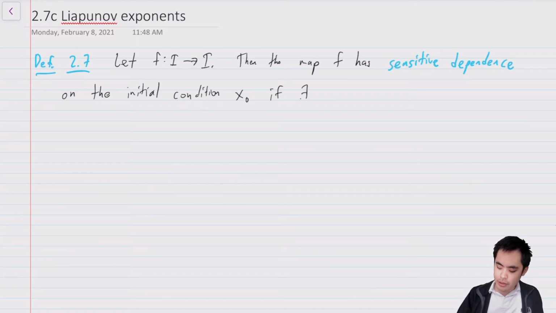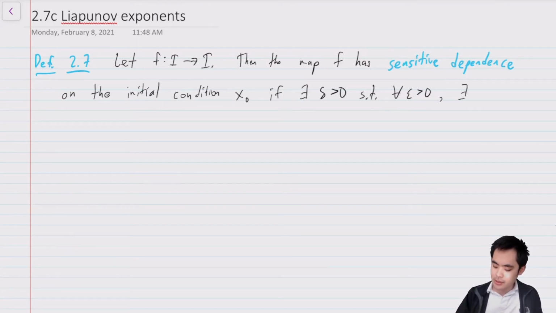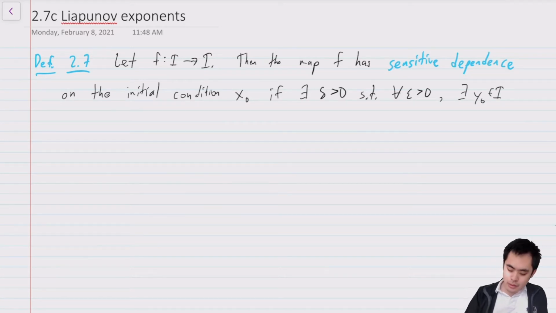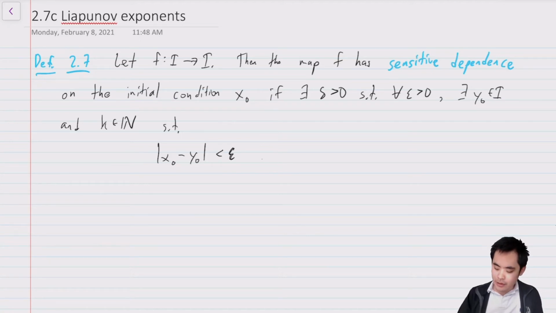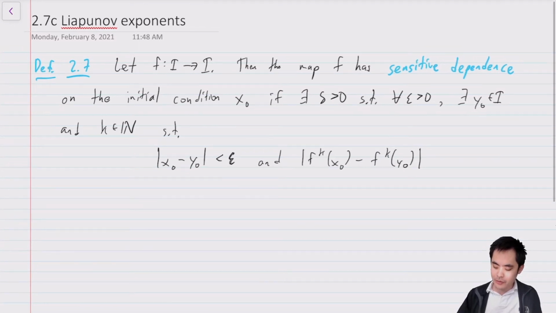if there exists some delta greater than 0 such that for any epsilon greater than 0 there exists some y naught in our interval and a natural number k such that the absolute value of x naught minus y naught is less than epsilon, so the two points start out close together. And after repeatedly applying f k times to each of x naught and y naught, the distance between the two of them after applying f^k is greater than delta.